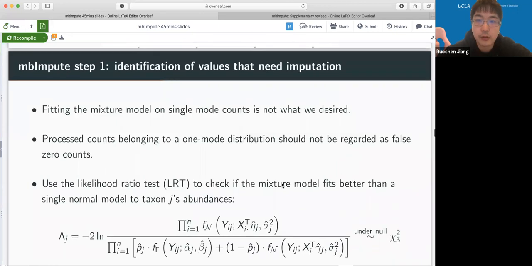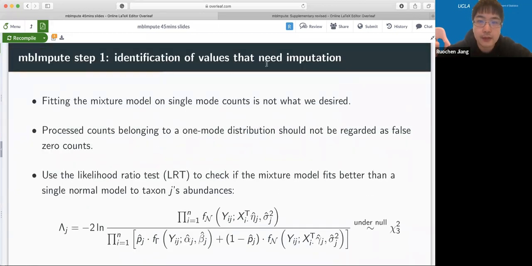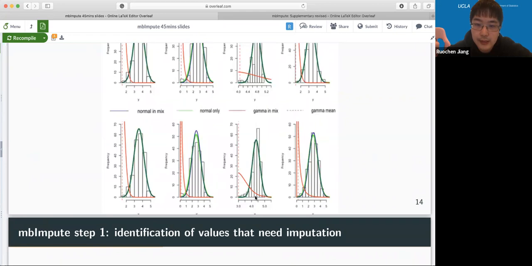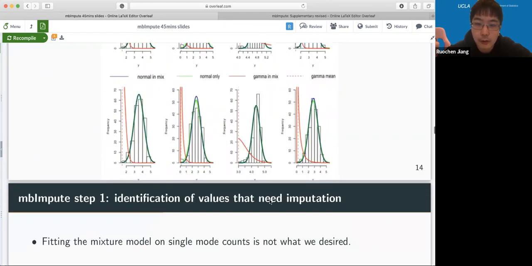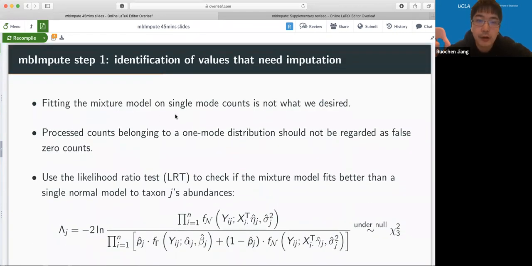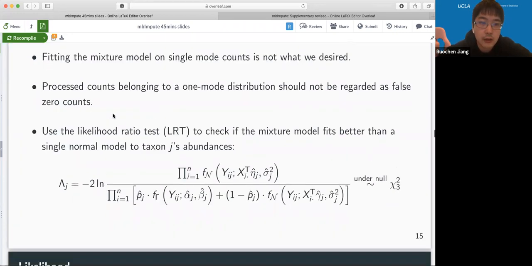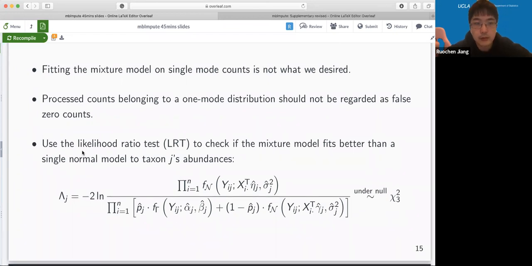So in order to better identify the values that need imputation, we say that fitting the mixture model on single mode counts, so this, you can see there's one peak, so we call it one mode, fitting the mixture model on single mode count data is not what we desired, and the counts belonging to a one mode distribution should not be regarded as false zero counts. So what we will do is to use the likelihood ratio test to check if the mixture model fits better than a single mode model to taxon J's abundances.